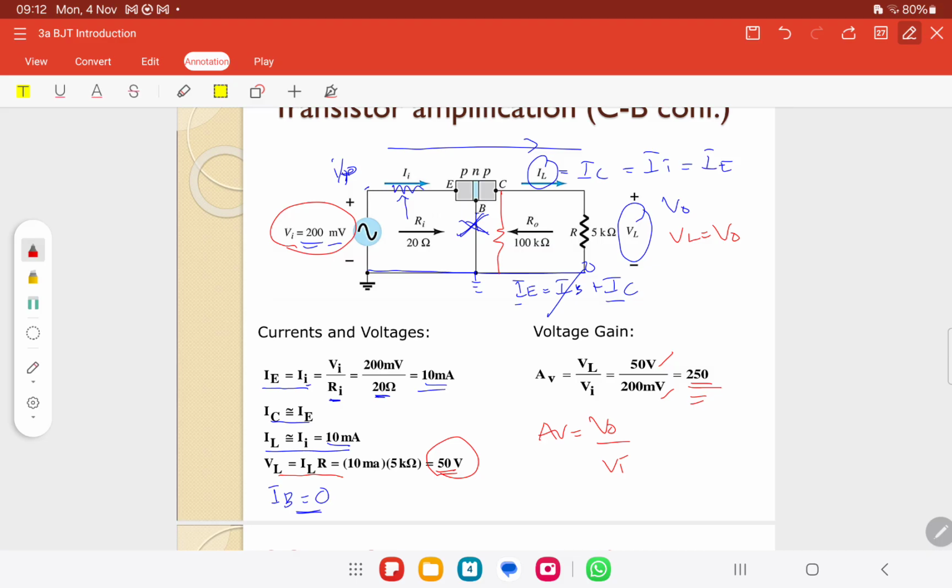Remember for the gain, is there any unit for the gain? Voltage gain or current gain? Ada unit tak? Yes, because this one kan voltage over voltage, dia ratio, so dia tak ada unit. Okay.